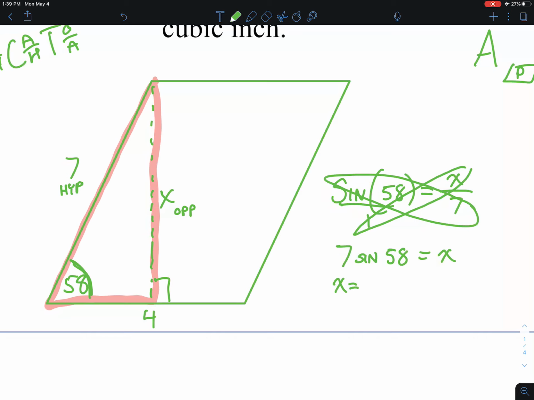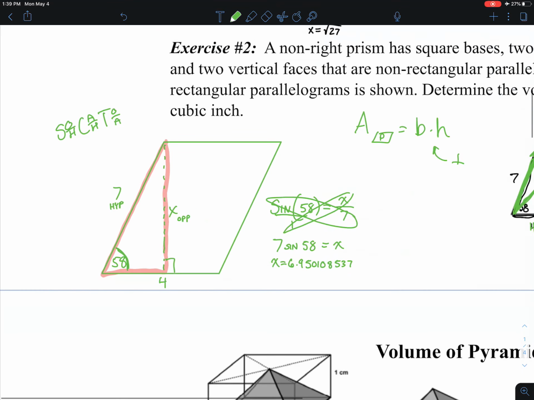Now, if you plug that in your calculator, you get x is, now we want to write the entire value down. We don't want to round until the very end. Very important. 6.950108537. All right? So that is the height of this thing. Now we're going to take that and multiply it by 4.